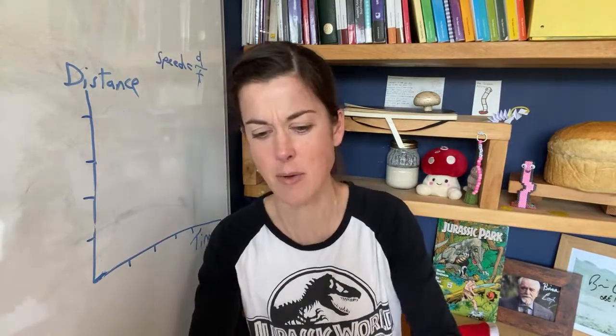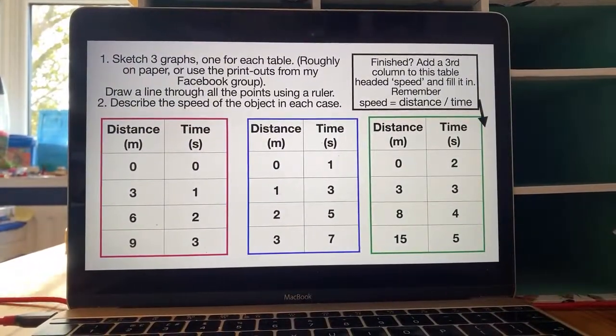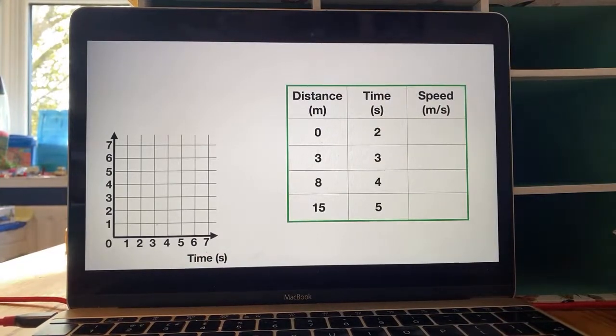Okay, let's get to speed time graphs, because I did say that this whole lesson was speed time graphs. So let's fill in this little speed column here. Speed equals distance divided by time. You don't need to ever remember equations, because the units are telling you: the units of speed are meters divided by seconds. So to get meters divided by seconds, you've got to do distance divided by time.